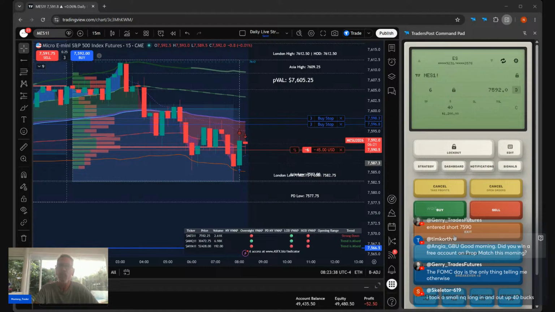Skeletor's in the NQ long. I'll close it out for $40. Nice job. I am tempted to add into this and see if I can ride it all the way down to yesterday's close.